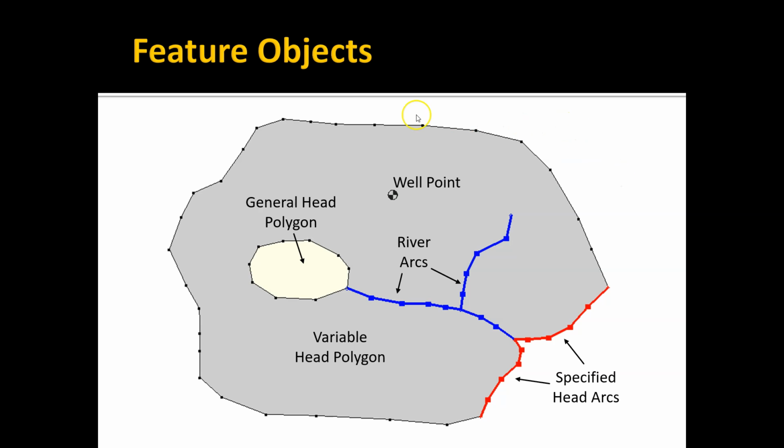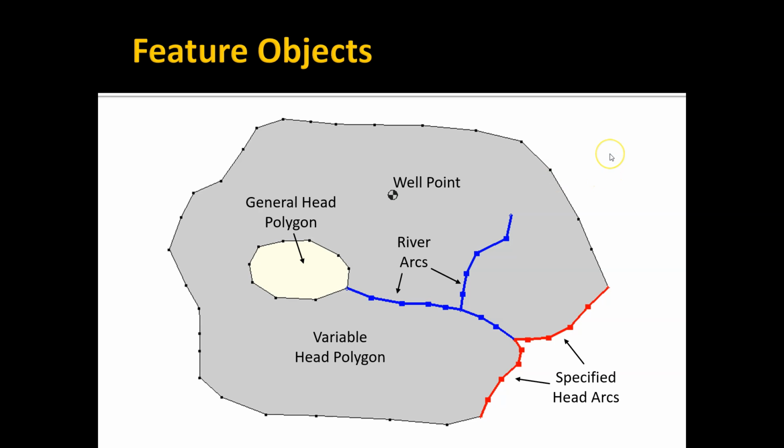And so first of all, we have a polygon for the overall model area. We call that a variable head polygon, meaning that that's where we're going to solve for heads. It's the active region of your model. We have a general head polygon here in the middle to represent our lake. We have river arcs. Arc is the term we use for polylines. And these define both the geometry and the properties of the river. And then down where the lake forms the lower boundary to the model, we have specified head arcs. And then we have a point where this well is located.